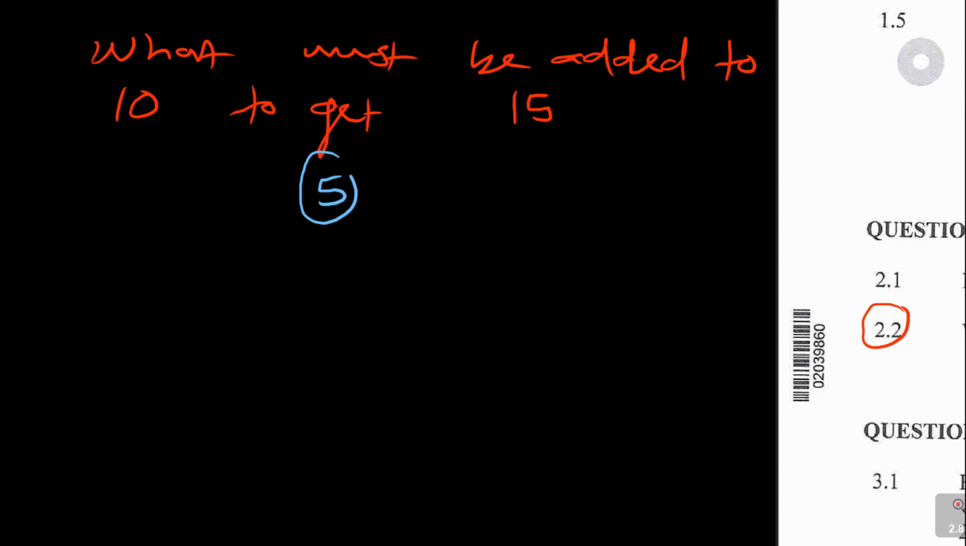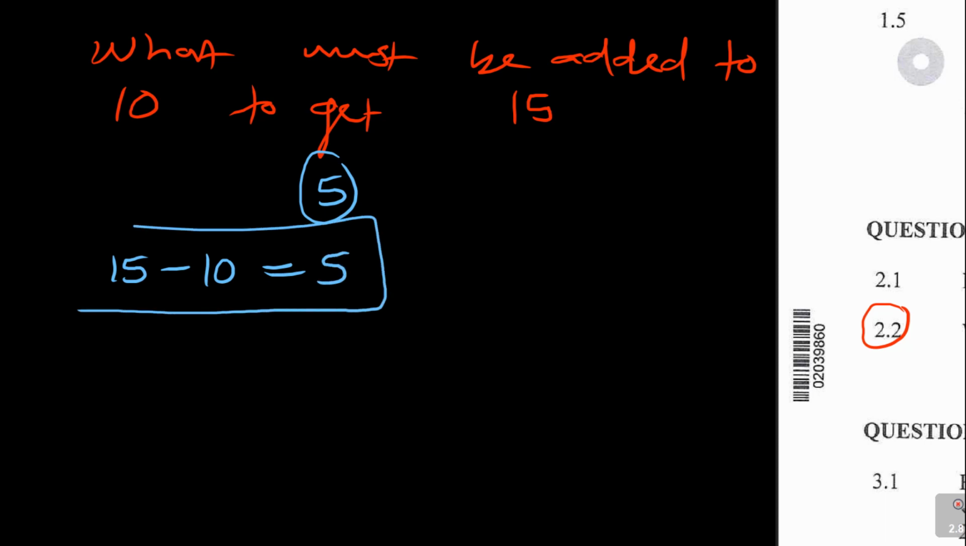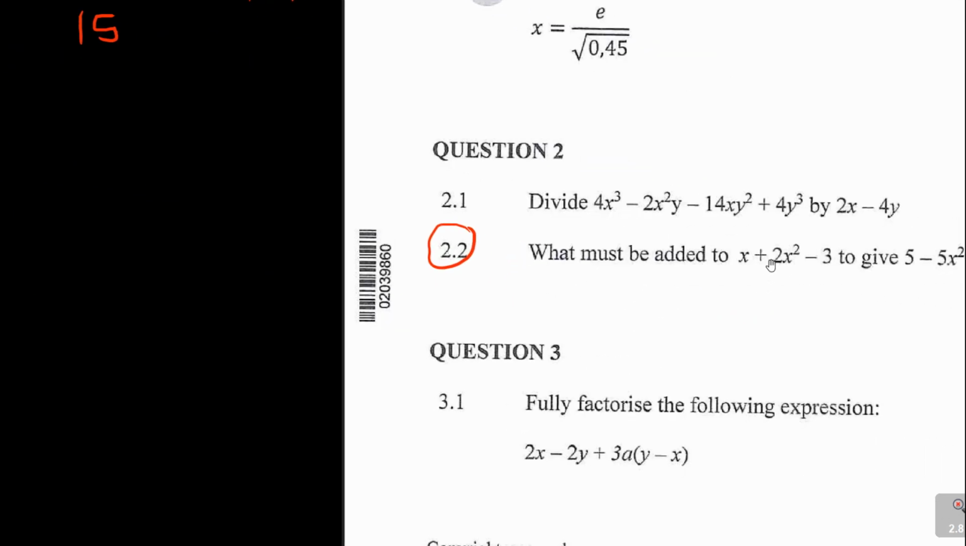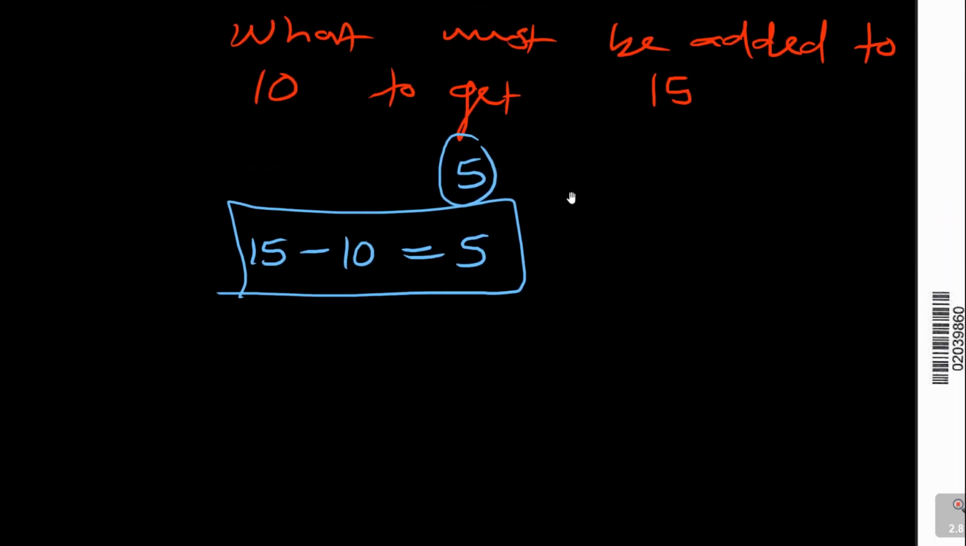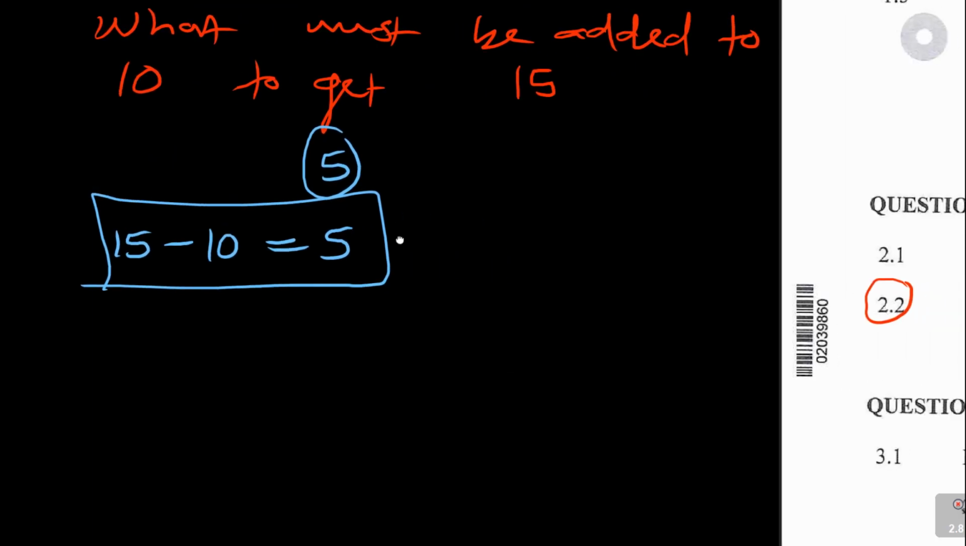But the question is, how did you get 5? How did you get 5? You're like, I know, I mean, from 10 to go to 15, I add 5. But look at it. What if you say 15 minus 10 is equal to 5? Does that make sense now? We can try the same scenario. What must be added to give this? Let's take the give, which is the 15. In this case, what is the 15?